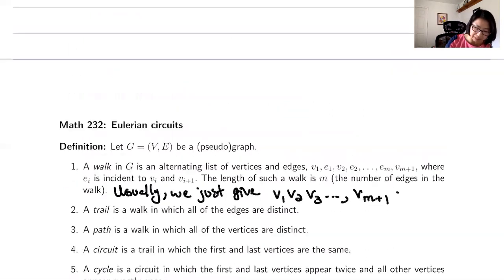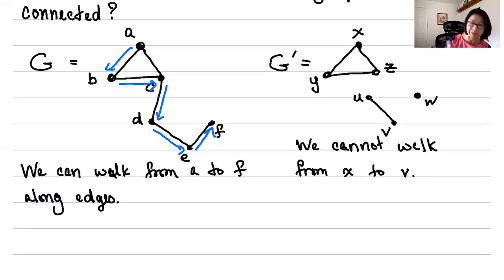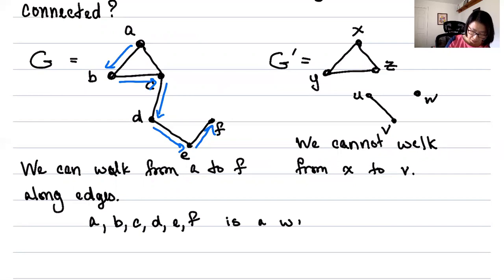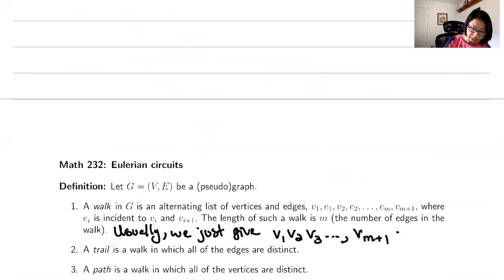So what does that look like in our example? If I wanted to specify this walk from A to F, I might say the walk A, B, C, D, E, F is a walk from A to F.